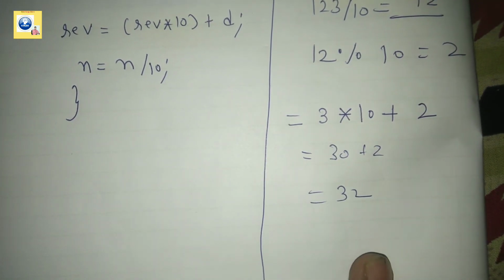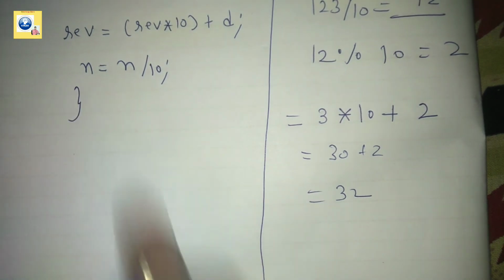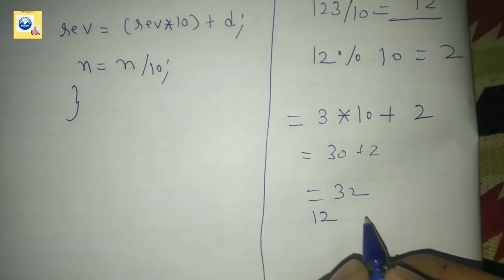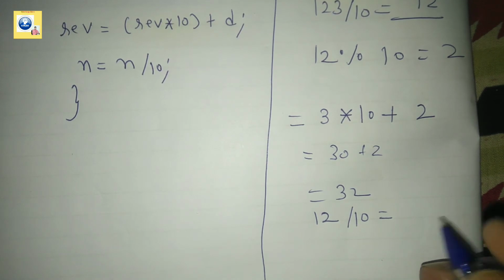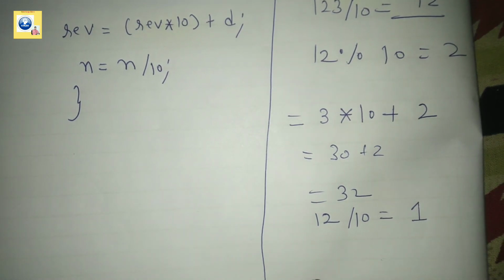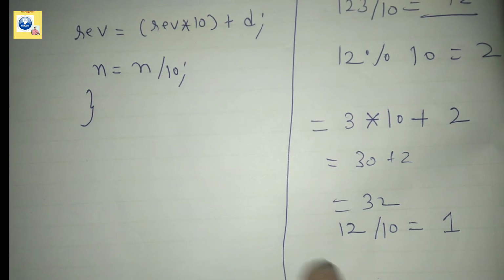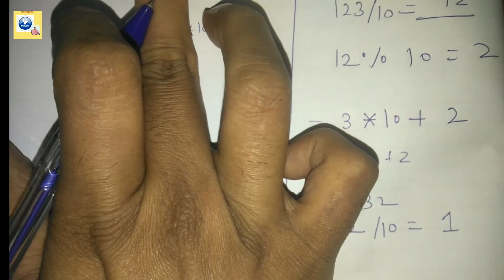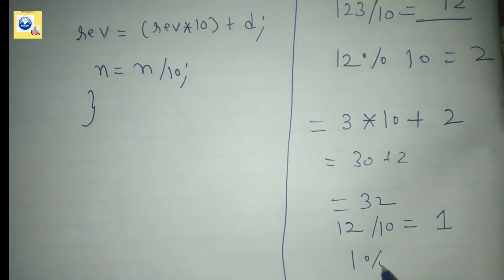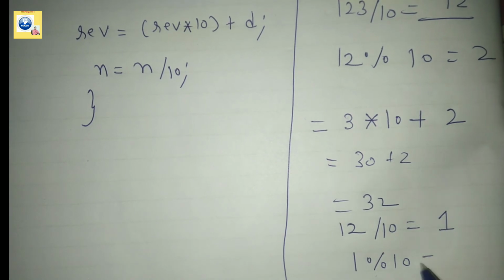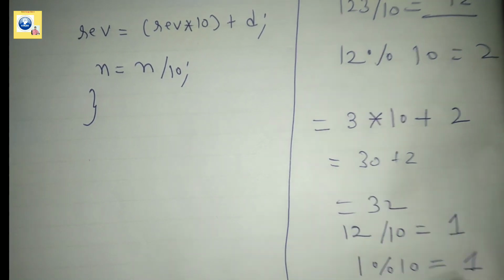Now what we have to do, when we got 32, now n is divided again. So what is the value of n? When it gets divided, what will be left? The answer will be 1. Okay. Now see. So when we divide 12 by 10, we get 1. 1 is greater than 0. 1 modulo 10. When you do 1 modulo 10, what will you get? You will get only 1.